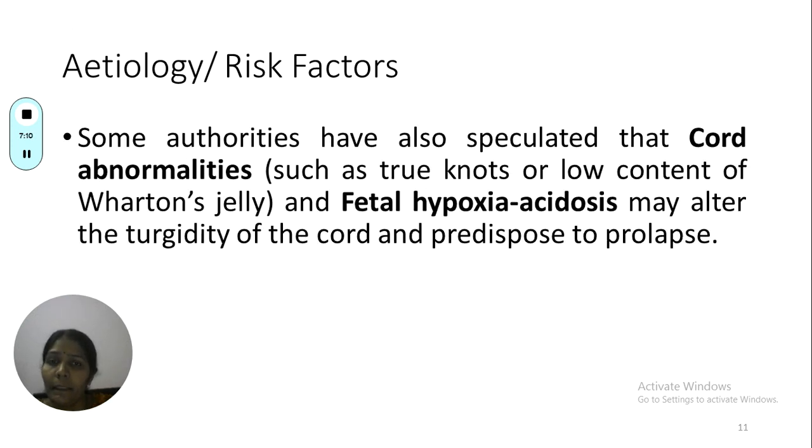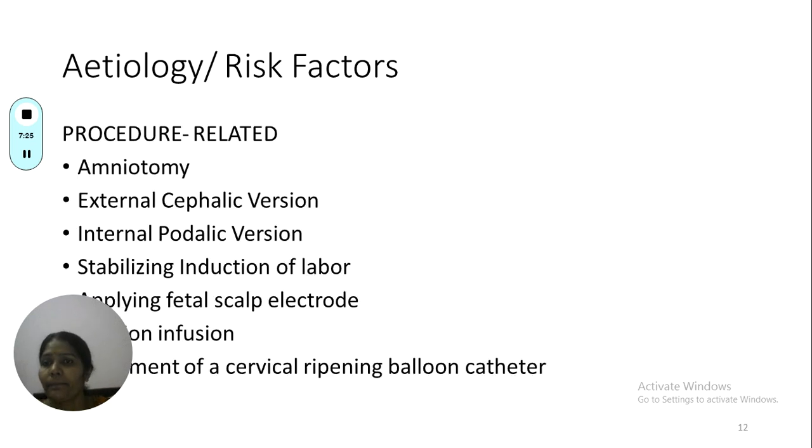Some authorities have also speculated that cord abnormalities such as true knots or low content of Wharton's jelly, and fetal hypoxia acidosis may alter the turgidity of the cord and predispose to prolapse.